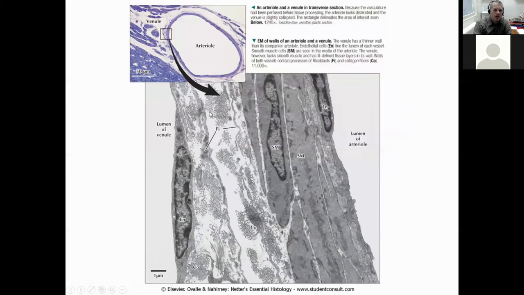This is a comparison of an arteriole. Here is the lumen of an arteriole with endothelial cells and possibly 1, 2, 3, 4 layers of smooth muscle, compared to the lumen of a small vein, a venule, where we have only endothelial cells and usually no smooth muscle cells. So compare a venule with an arteriole. Arterioles are muscular, venules are not.